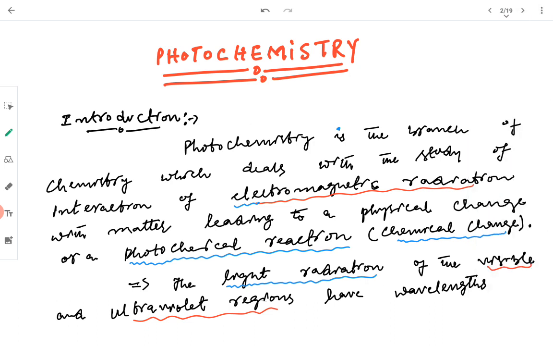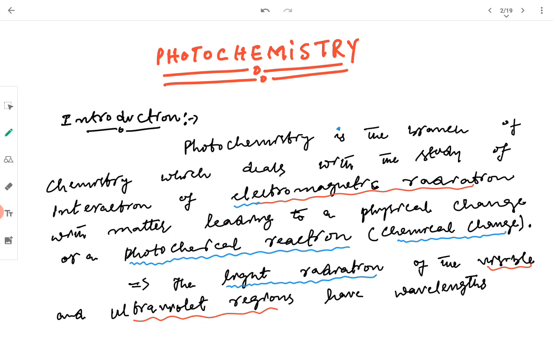Photochemistry, as you might be aware, is the branch of chemistry which deals with the study of interaction of electromagnetic radiation with matter, leading to a physical change or a photochemical reaction or a chemical change. So it is the branch of chemistry which deals with the interaction of electromagnetic radiations with matter. But this interaction leads to a physical change or to a chemical change. So this definition is similar to the definition of spectroscopy, except that here we are adding that this interaction leads to a physical change or it leads to a chemical change.